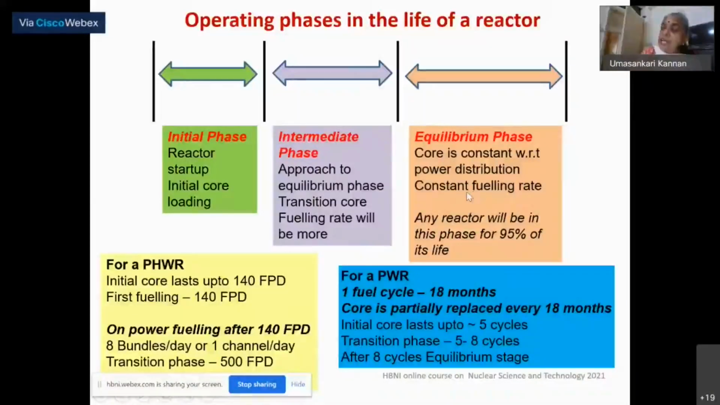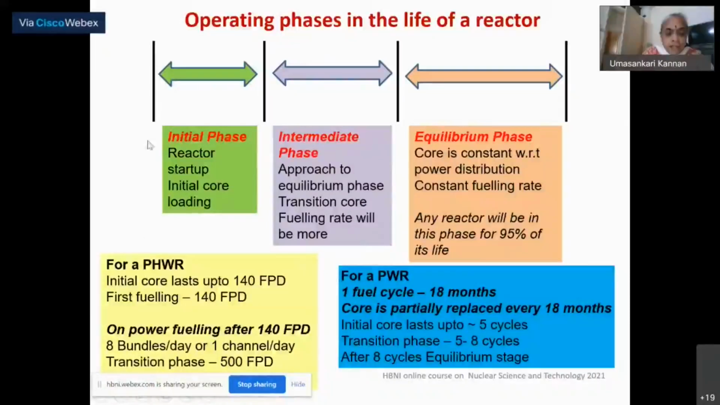What do you mean by equilibrium? What we mean by equilibrium is that the power distribution does not vary on a day-to-day basis. It's always kept constant. This is kept constant by proper fuel management. So any reactor will be in this equilibrium phase for 95% of its life. I'm giving you some examples here.